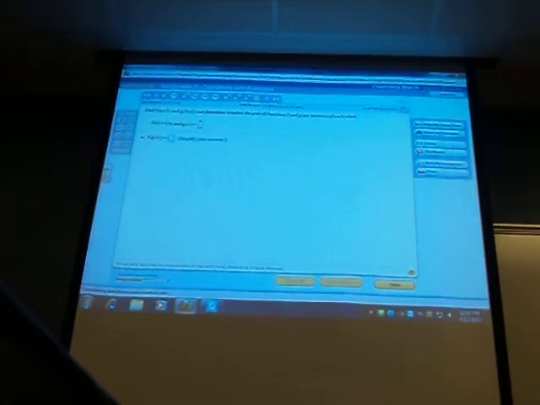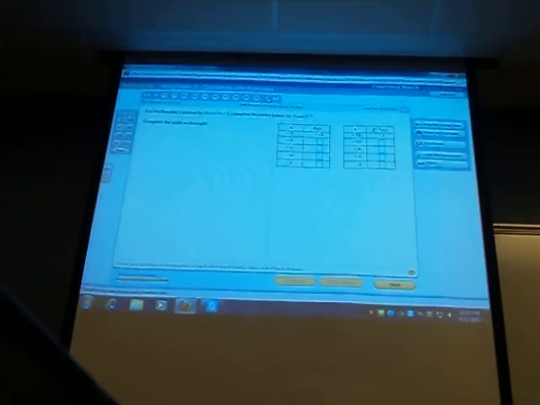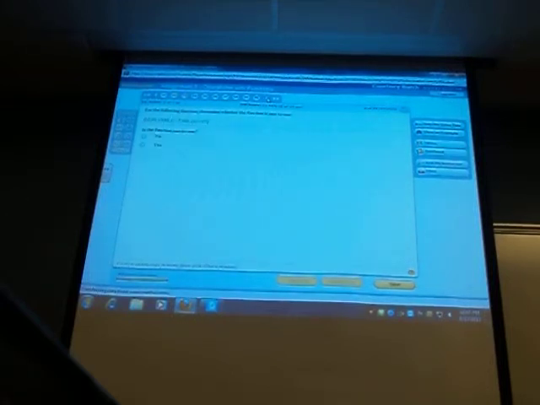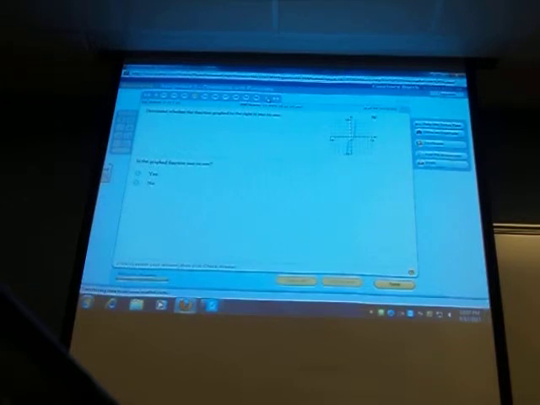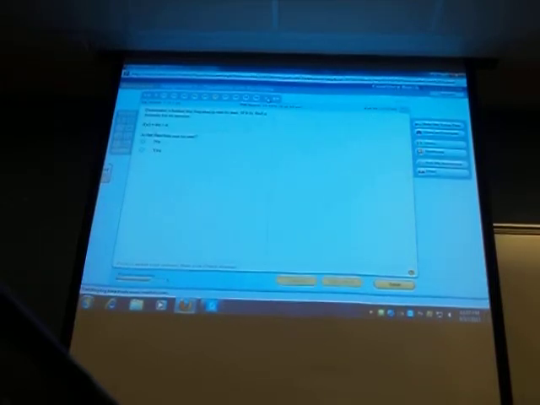I was trying to find one where we actually have an equation here. It's just a table. Another one here. A lot of these are pretty quick.